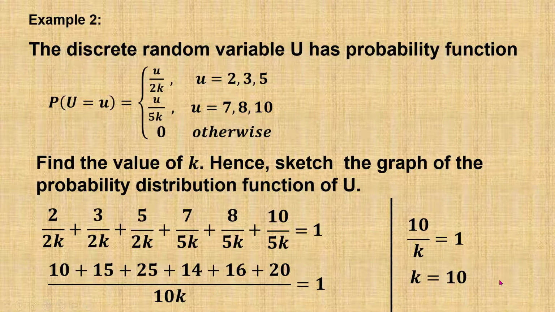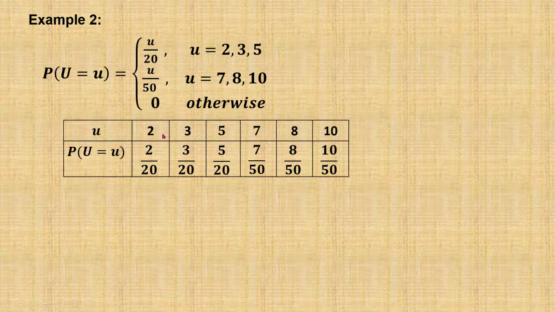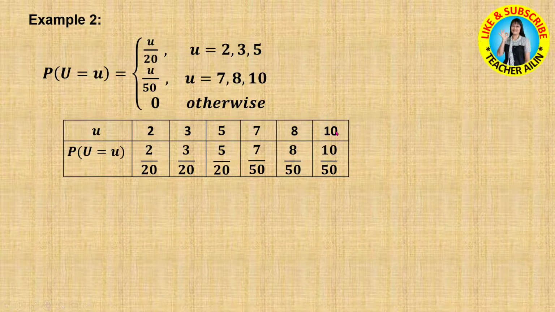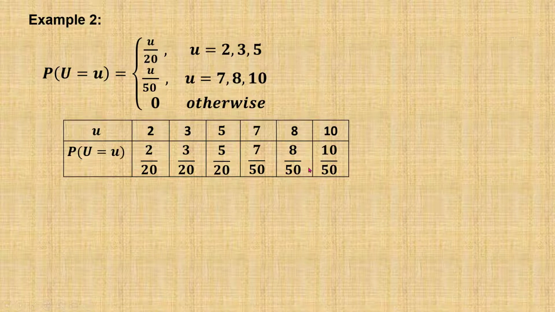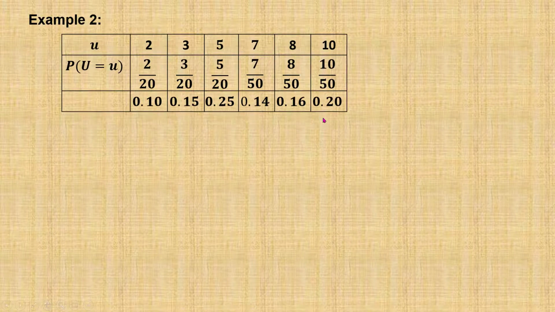Once I have got the value of k, I'm going to substitute k into the distribution function. So this is the distribution function of the random variable u. Now to sketch the graph, I think it is easier if I list down the probability distribution function in table form, where these are all the possible values of u, and these are the probabilities. I found that the denominators are different, so I changed them to the same denominator. And again, I think it is easier if I put the values in decimal form.